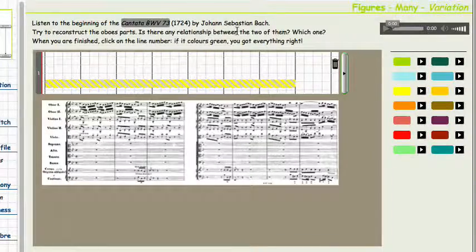So the answer to the question, is there any relationship between the two of them, and which one? Yes, there is one, and this is the reason why we put this piece in the examples of variation of thickness. Because if you consider just one oboe part, like this, the first fragment is repeated twice. Okay, let's do it.